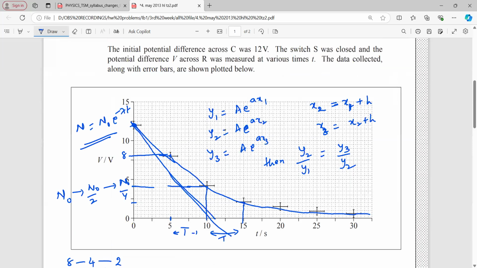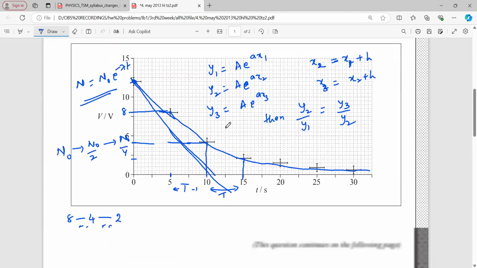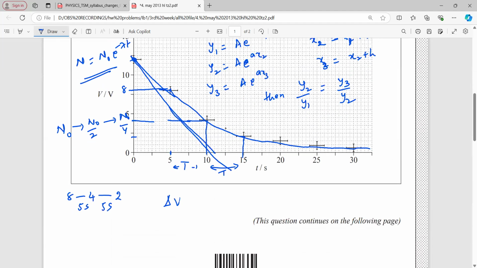So, what is delta V by delta T here? Let me take the whole thing from here. What is this value here? This is 10. Then this is 5, 7.5, 10 here, right? Then this should be 12.5, right? This should be 12 over here. If this is 12, this is 0. Delta V should be 12 divided by the time taken.